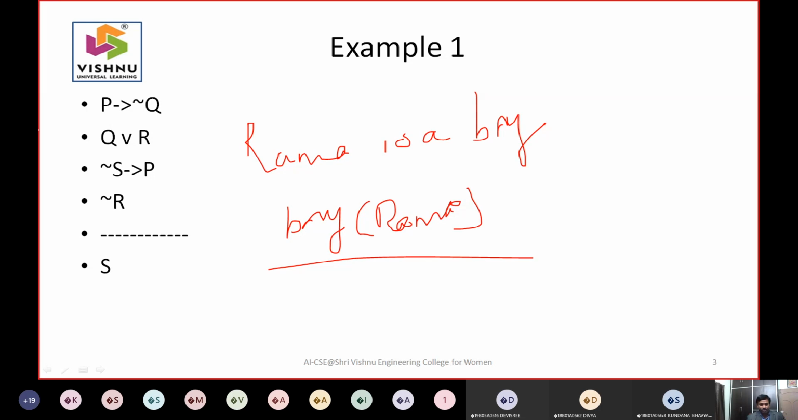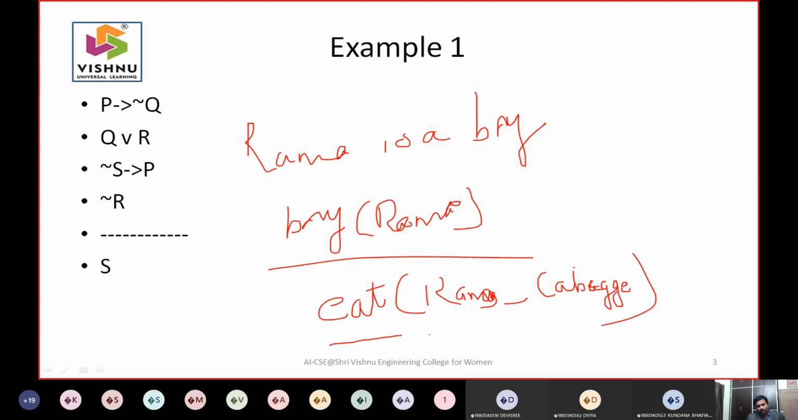Rama is eating cabbage. So eat of Rama, cabbage. This is very important. Rama eats cabbage, so you represent it like this. This is the second method. Whenever you have a statement, that statement has to be represented in first order logic like this.